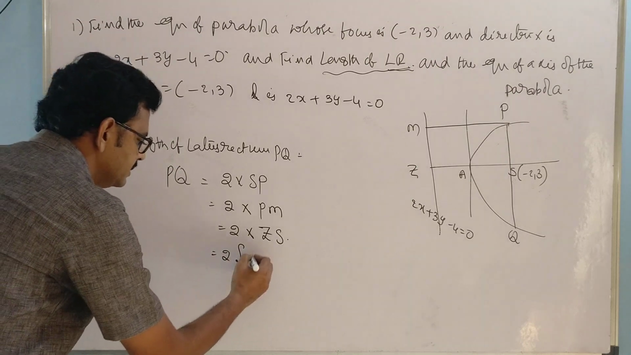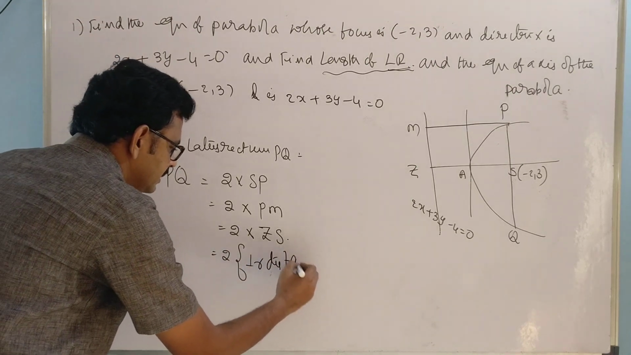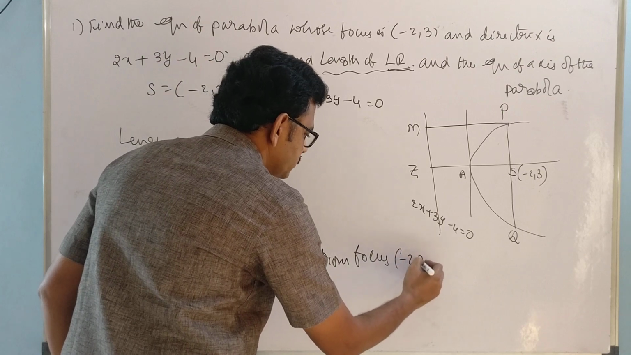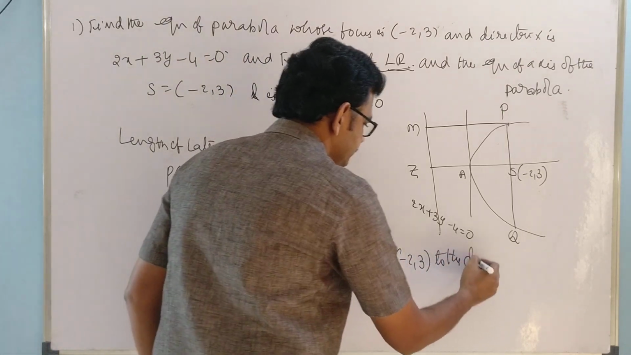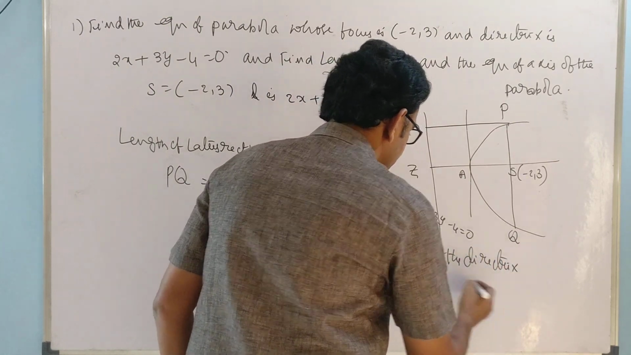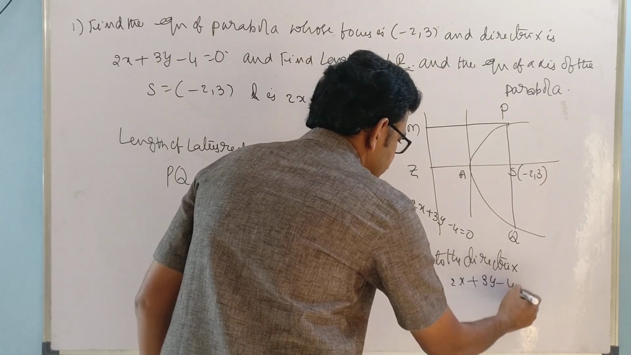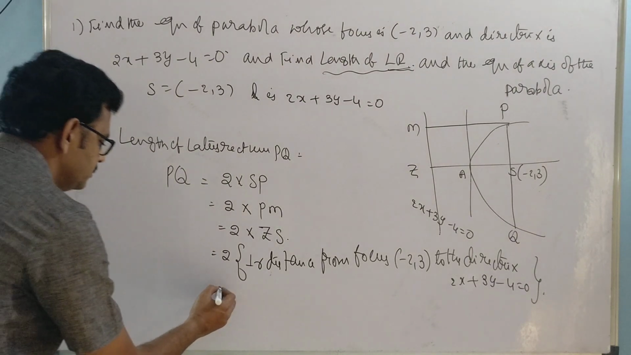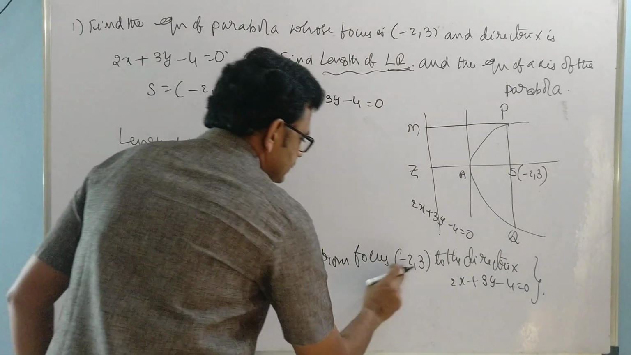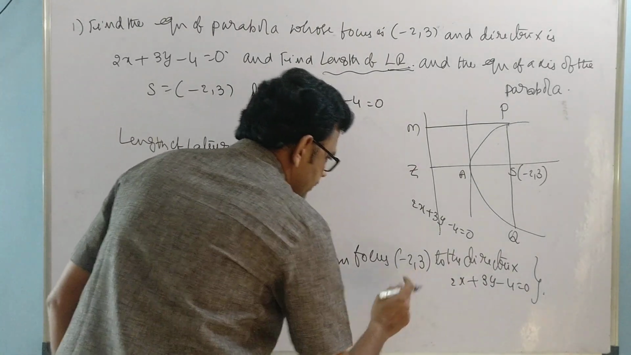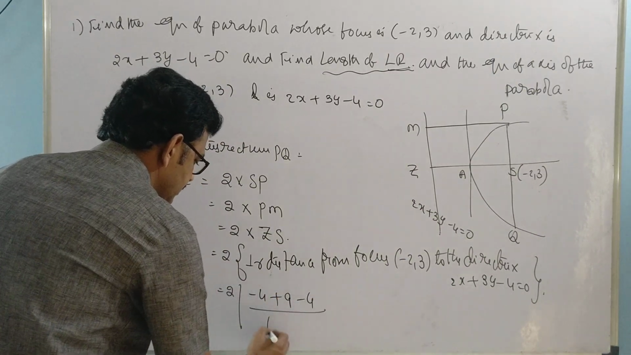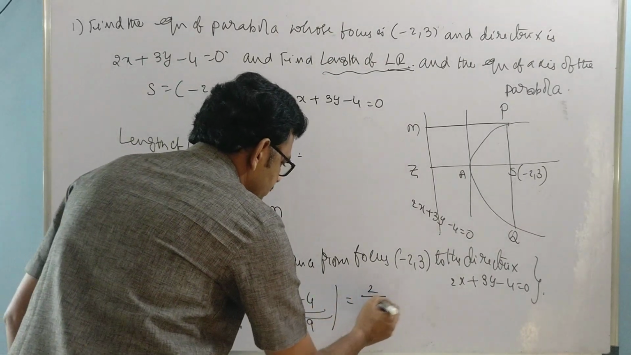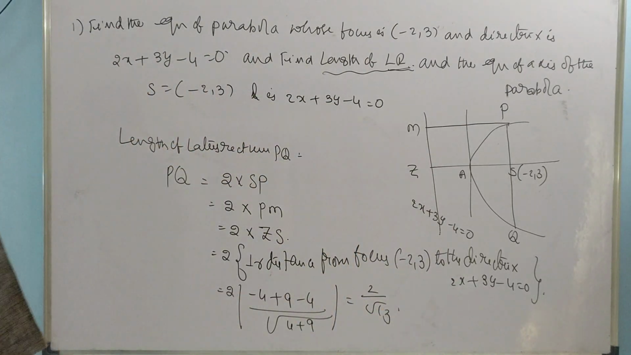So 2 into the perpendicular distance from the focus (-2, 3) to the directrix 2x + 3y - 4 = 0. That equals 2 times the perpendicular distance formula, |ax1 + by1 + c| by root of a² + b², that is (-4 + 9 - 4) by root of (4 + 9), which equals 1 by root 13. So 2 by root 13 is the length of the latus rectum.